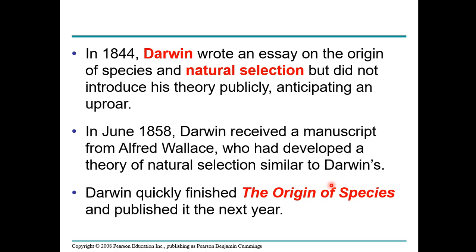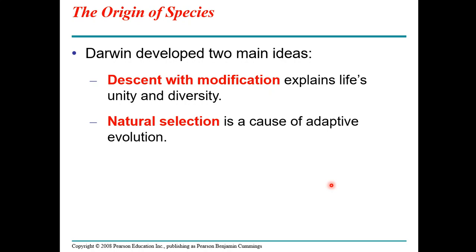In June 1858, a year before it was originally published, Darwin received a manuscript from Alfred Wallace, who had developed a theory of natural selection similar to Darwin's. Parang meron silang connection, wherein ito yung gawa niya, so binigyan siya ng manuscript. So Darwin quickly finished the Origin of Species in the threat na mauunahan siya ni Wallace, and the next year, he published The Origin of Species. So that's how the story began.